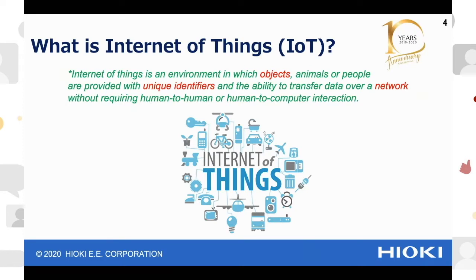Internet of Things is an environment in which objects, animals, or people are provided with unique identifiers and the ability to transfer data over a network without requiring human-to-human or human-to-computer interaction. To put it simply, objects are the Hioki instruments, and unique identifiers are the internet protocols, or what we call IP addresses. And the network refers to the internet or the non-internet space, something like a VPN, in order for the data to be transmitted.